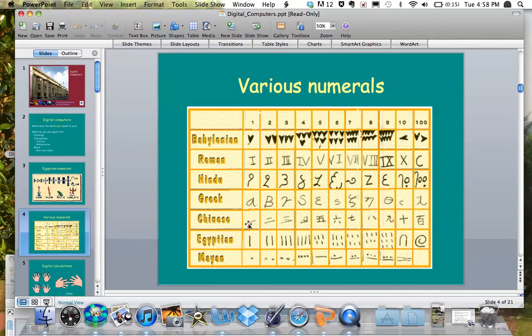So if we have a look at these numbers 1, 2 and 3, we can actually see that's the 1 in the Western world, horizontal instead of vertical. This is actually the number 2. If you took a pencil and joined those two lines together, and if you took the number 3 as well and joined those lines together, you get the 3 that's used in the Western world.